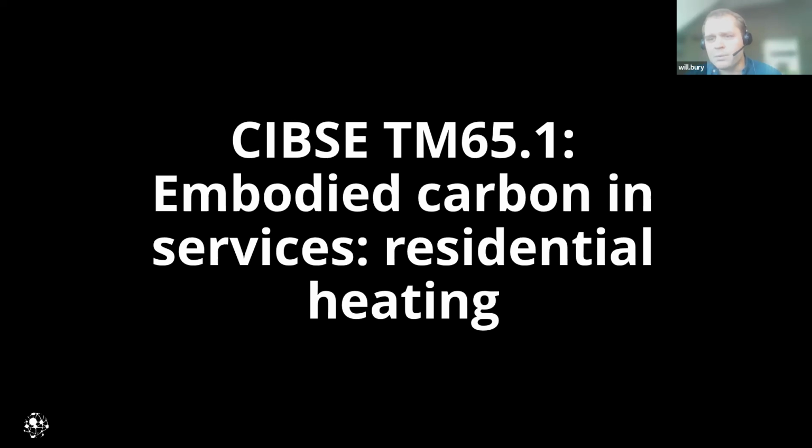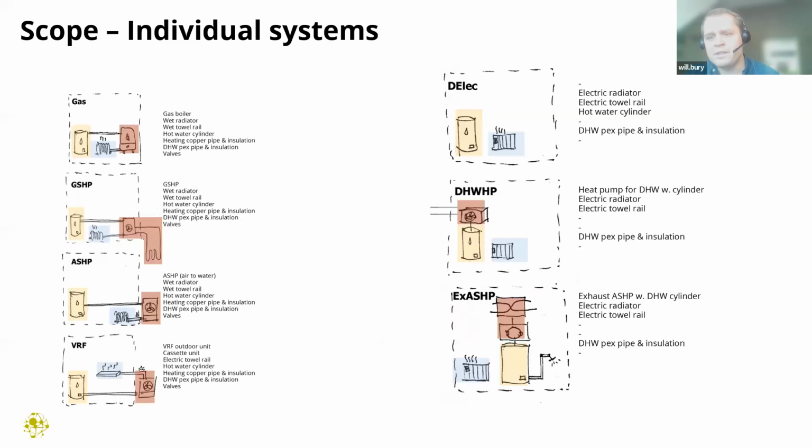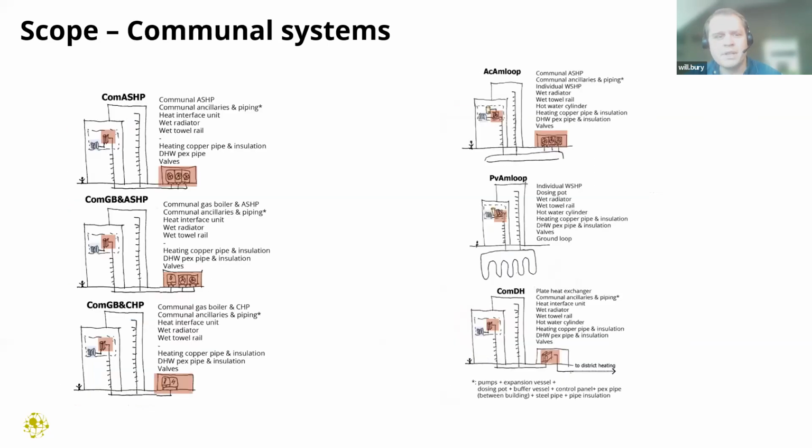So we talked about the methodology a bit. Last year, alongside CIBSE, we produced TM65.1, which is a demonstration of the methodology being used in practice. It's a study looking at the embodied carbon of building services, residential heating. The study is all available on CIBSE to download, and you can have a proper read through. We compared a number of different heating systems for residential use, both individual systems and communal systems. Here's an overview of the systems.